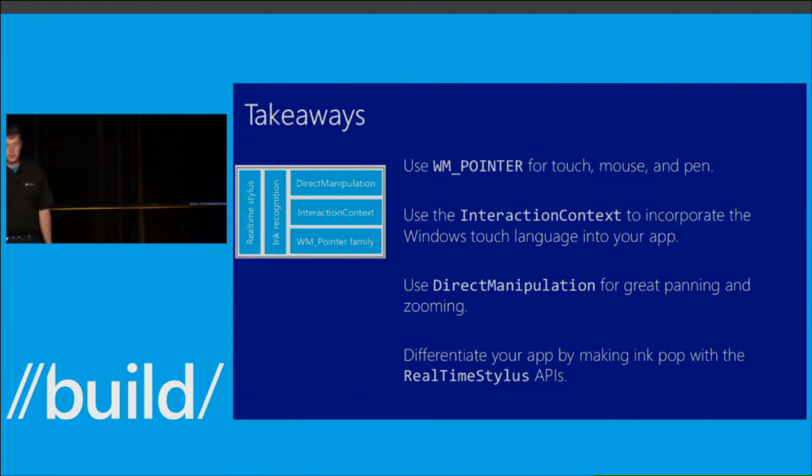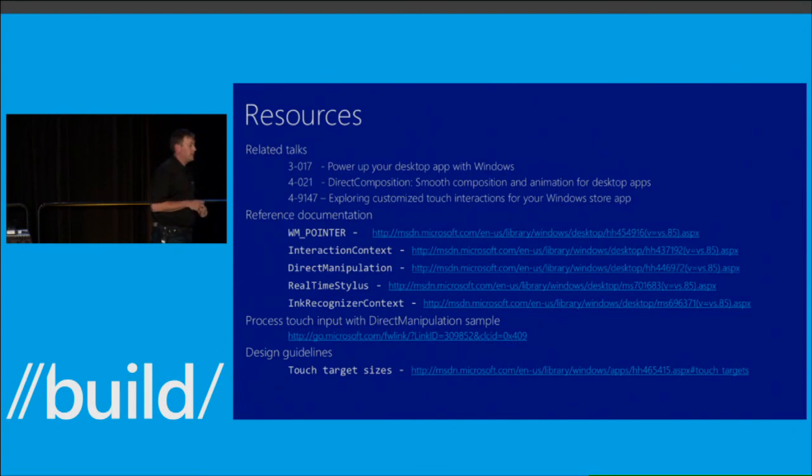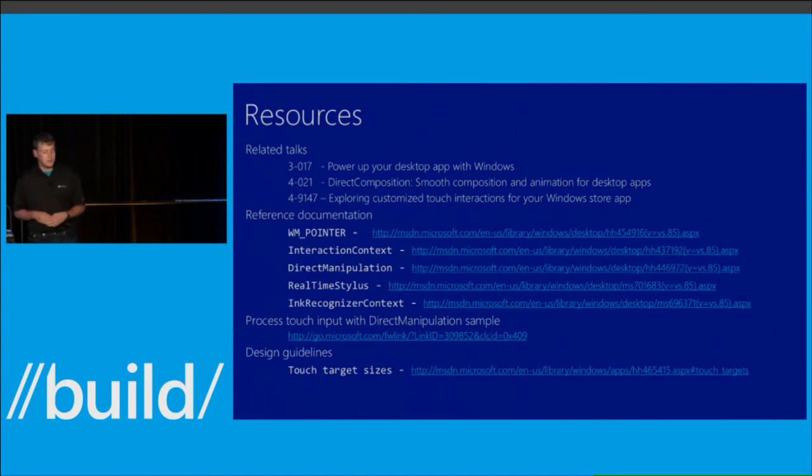Now, there's a number of resources here if you want to learn more. I've got a talk on exploring custom touch interactions for your Windows Store app. That was a video talk. All of the concepts that I talk about there apply to the desktop as well, with just a little bit of API differences. If you're interested at all in direct composition, I highly recommend you stick around. Silvana will be talking in this room right after this on direct composition. There's a number of reference documentation links here. There's a direct manipulation sample that should have been posted today. And then there's the touch target guidelines, which walk you through how big your controls should be so that your customers can have confidence as they're touching your app.